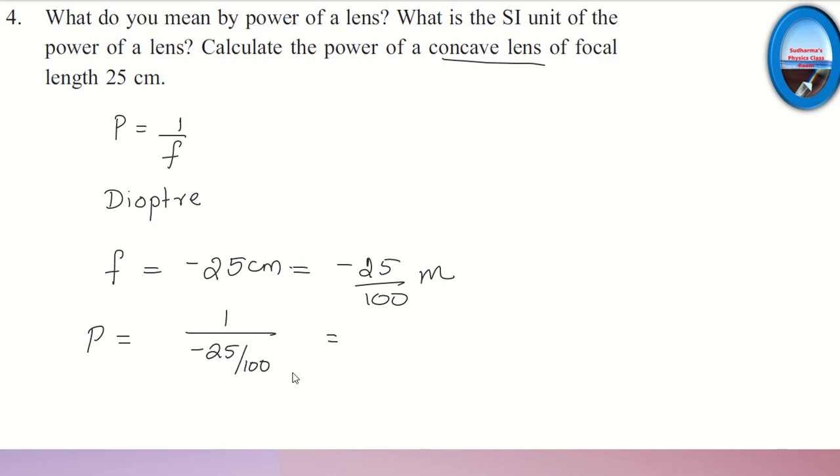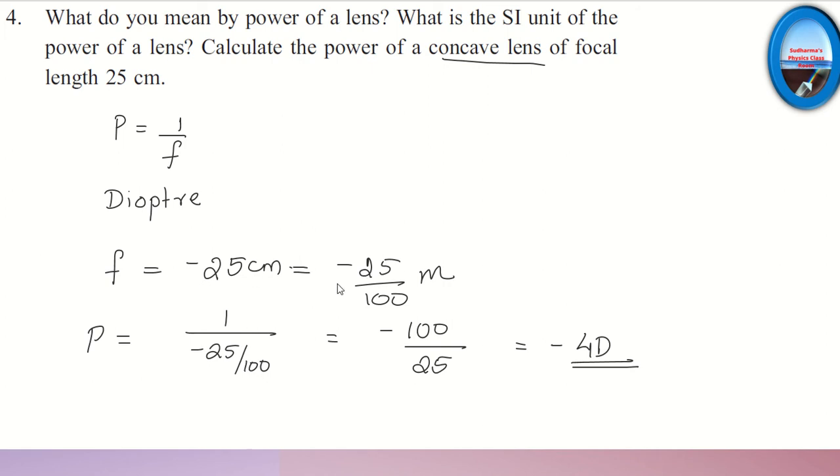So what happens here now? This 100 goes to the numerator. I am just taking the negative sign along with that. So minus 100 divided by 25. So this is equal to minus 4 diopters. So remember to put the sign because it's a concave lens. Concave lens has a negative power and it has a negative focal length.